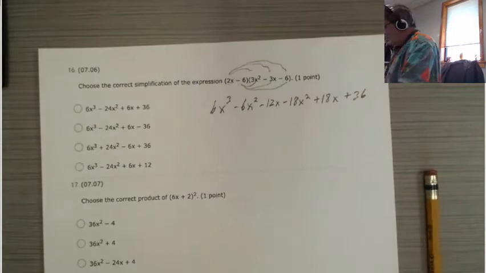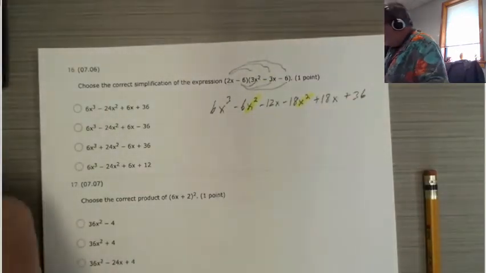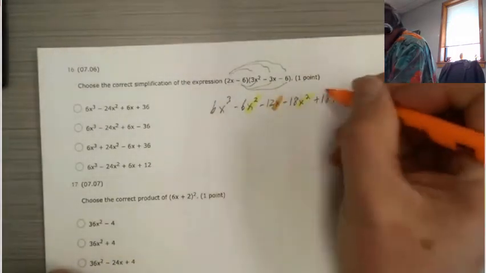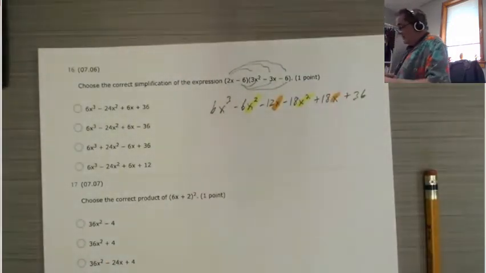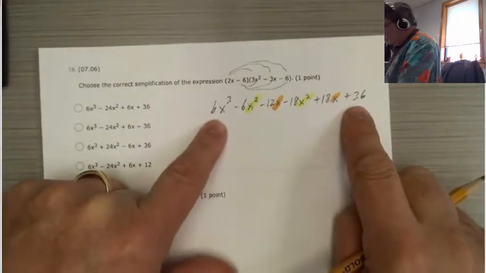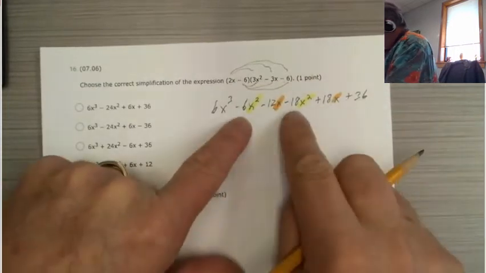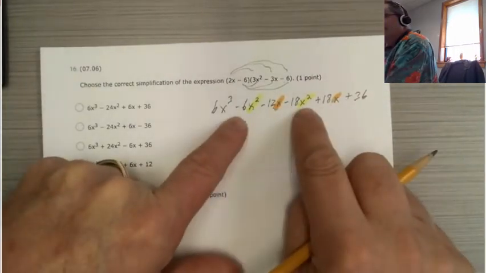Now we look for like terms. Well, there's an x squared right there. We're going to combine the x squareds, and we have an x term right there. We only have one x to the third and one constant, so those cannot be combined. So let's do that. 6x to the third, then we have negative 6x squared and negative 18x squared.